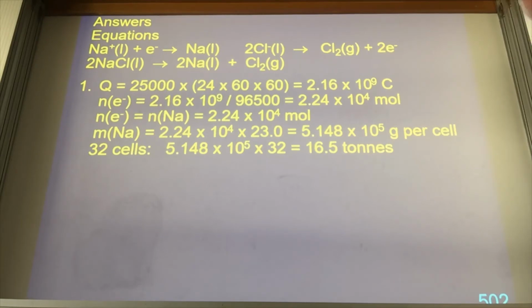Divide that by 10 to the 6. There are 10 to the 6 grams in a tonne. So that's 0.518 tonnes per cell. Now, as I hinted at before, there are 32 cells. Every coulomb of charge is passing through 32 cells, so we've got to multiply that by 32 and we get our 16.5 tonnes.